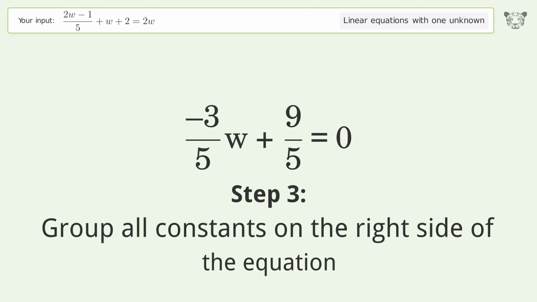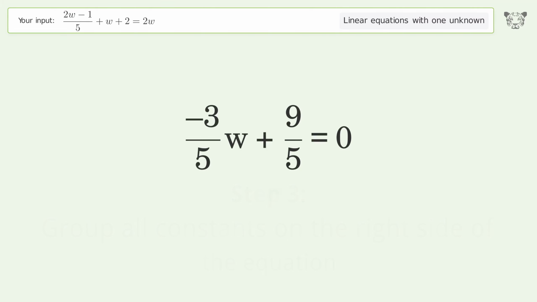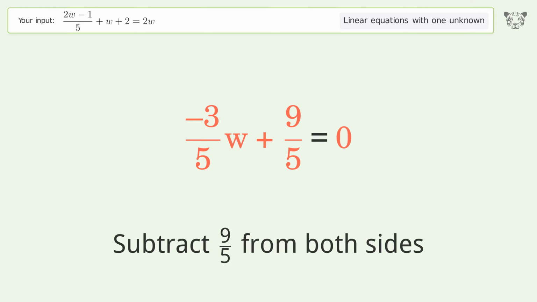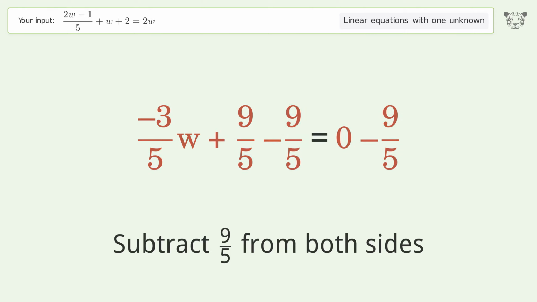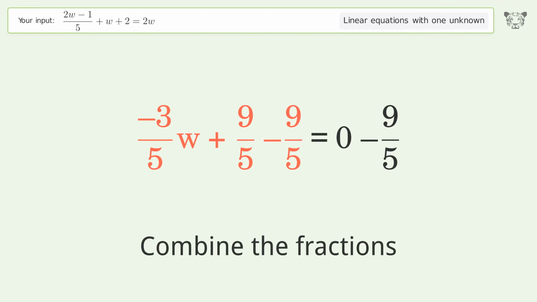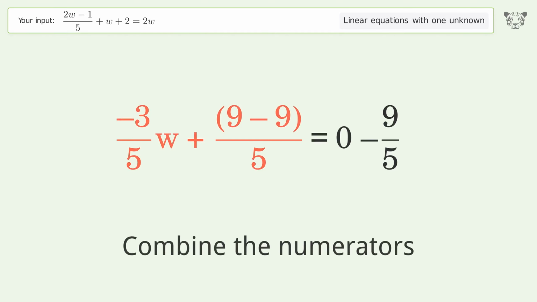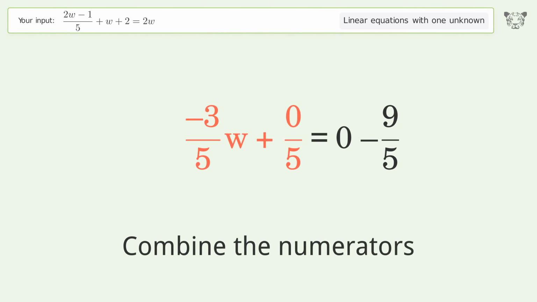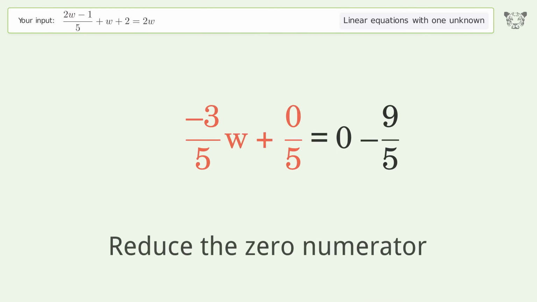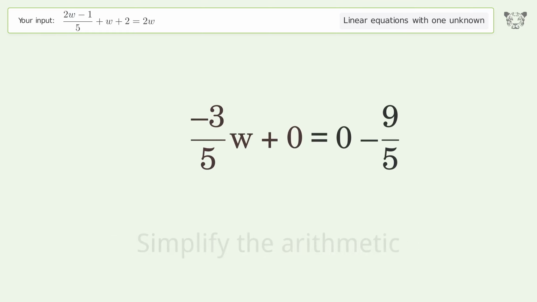Group all constants on the right side of the equation. Subtract 9/5 from both sides. Combine the fractions. Combine the numerators. Reduce the zero numerator. Simplify the arithmetic.